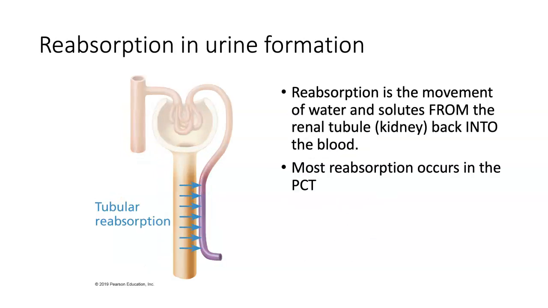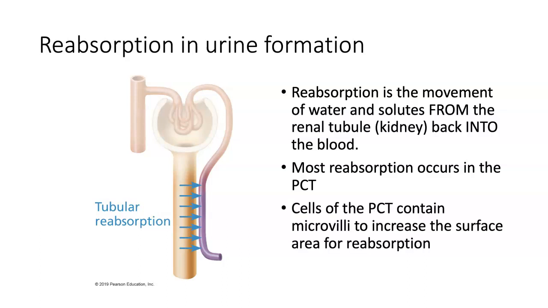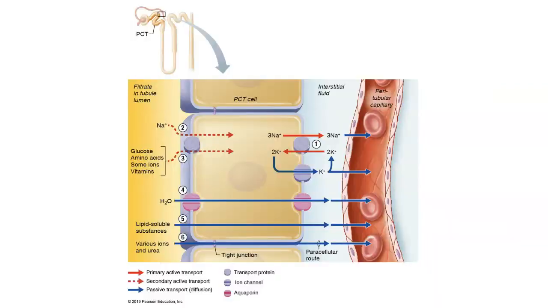So with reabsorption, most of it occurs in the proximal convoluted tubule, and the cells of the proximal convoluted tubule even contain microvilli, which increase the surface area for reabsorption. So most reabsorption occurs before the filtrate even hits the loop of Henle. Taking a look at a picture from our book, what they're showing us in yellow is what the filtrate looks like.